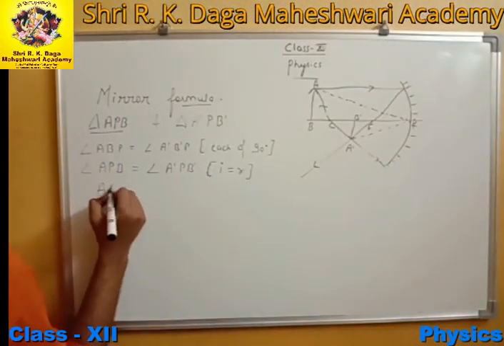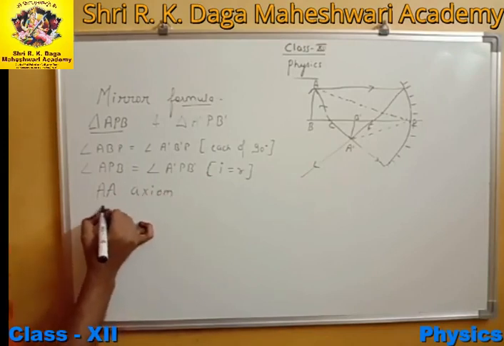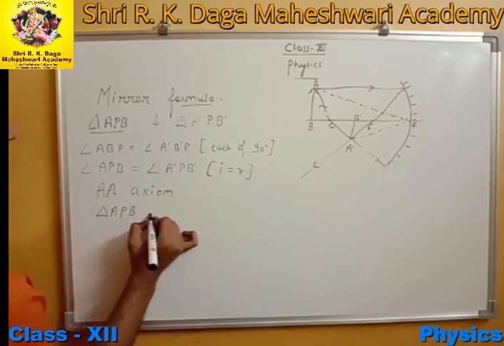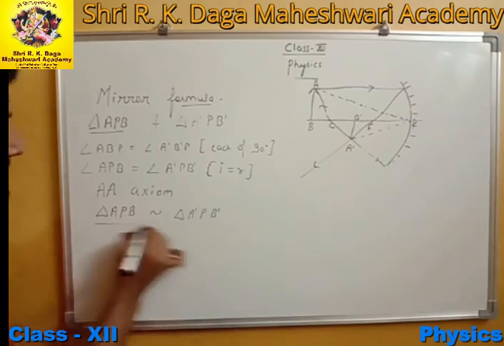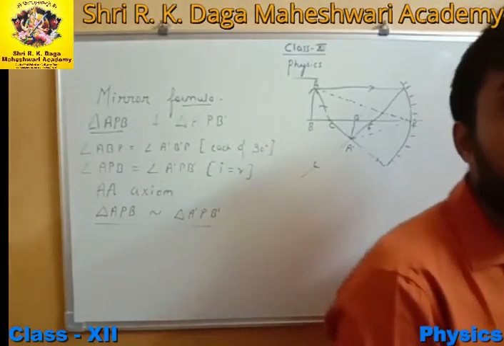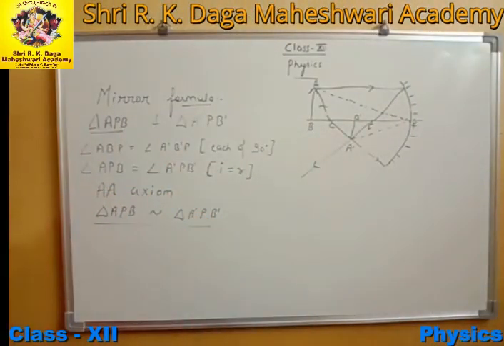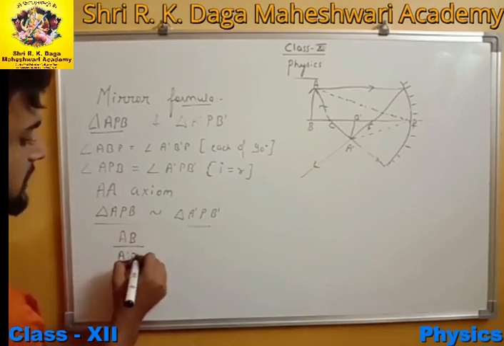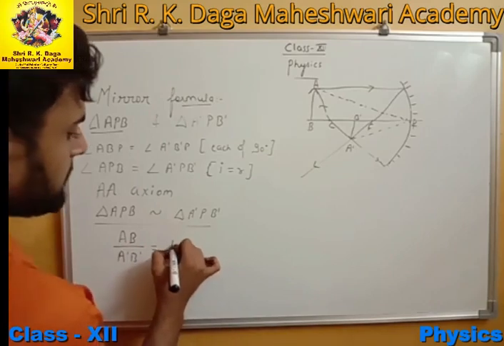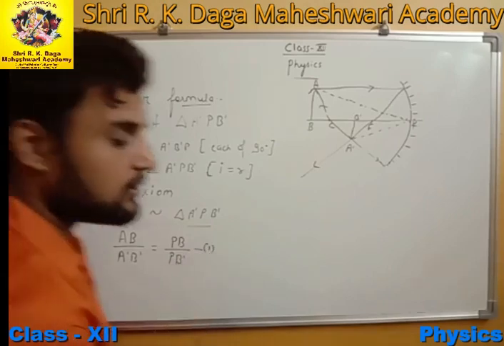So by the angle axiom we can say that triangle APB is similar to triangle A dash P B dash, right? This we can say. And we know one property of similar triangles which states that the ratio of corresponding sides of two similar triangles is equal. Okay, so we can say that AB upon A dash B dash is equal to PB upon PB dash, right? Give it equation number 1.